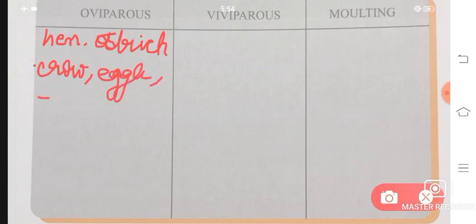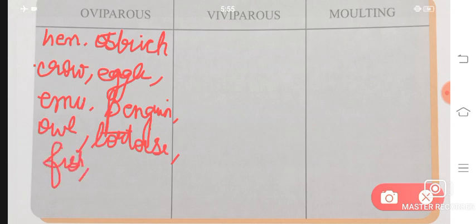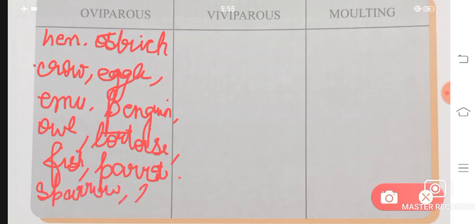Eagle. Number 5, emu. Number 6, penguin. Number 7, owl. Number 8, tortoise. Number 9, fish. Number 10, parrot. Number 11, sparrow. Number 12, snake. And number 13 is your frog. These are all your oviparous animals.